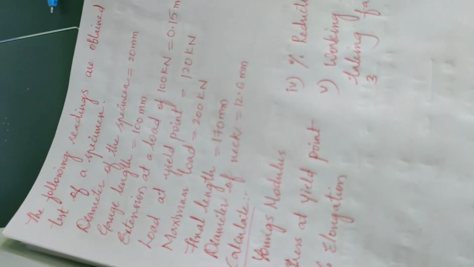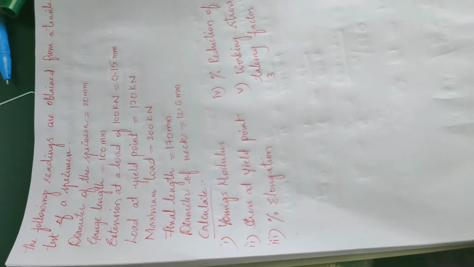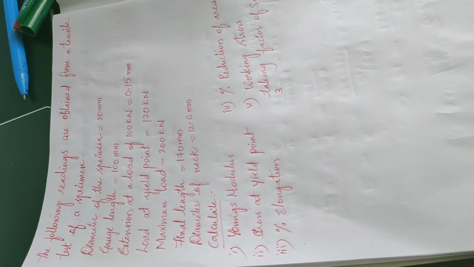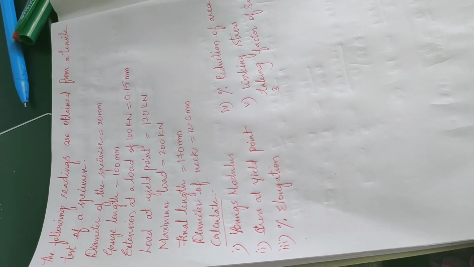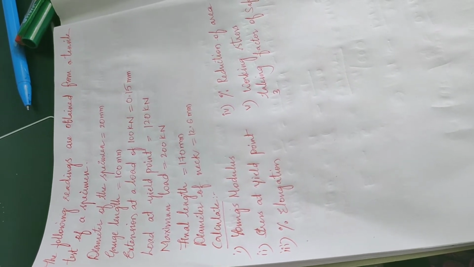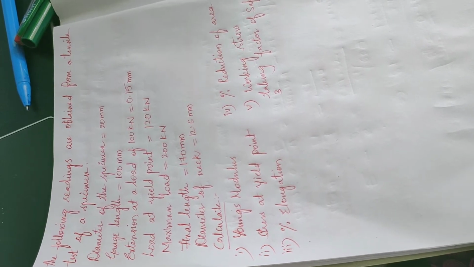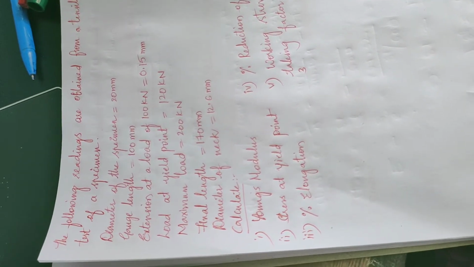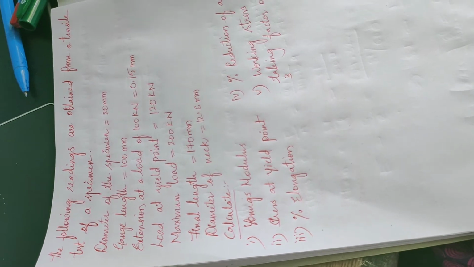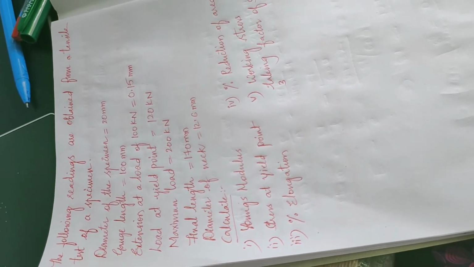Okay, tensile test problems. In this we have to calculate a number of things. Let us do all this now. So let us go through the question first. The following readings are obtained from tensile test of a specimen. Diameter of the specimen is 20 mm. Gauge length is 100 mm. Extension at a load of 100 kilonewtons is 0.15 mm. And the load at yield point is equal to 120 kilonewtons. Maximum load is 200 kilonewtons. Final length is equal to 170 mm and diameter of the neck is 12.6 mm.